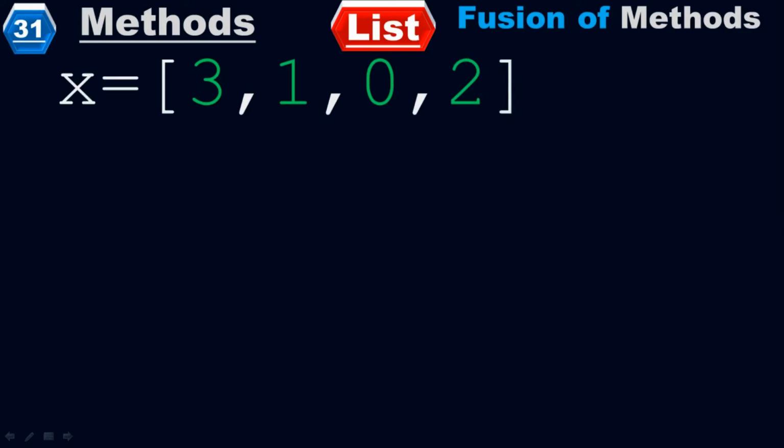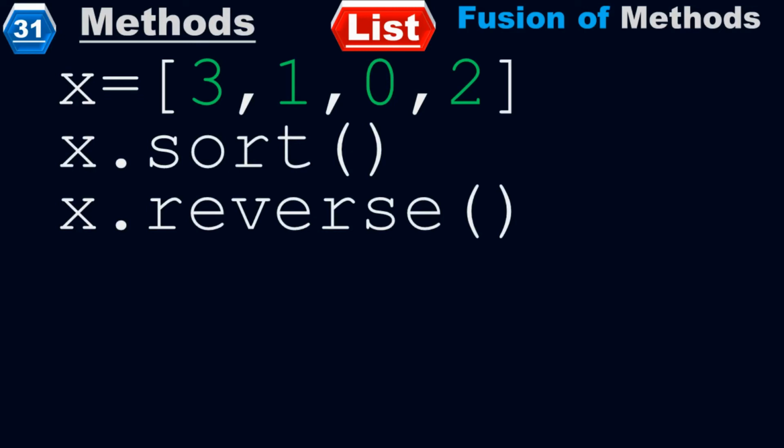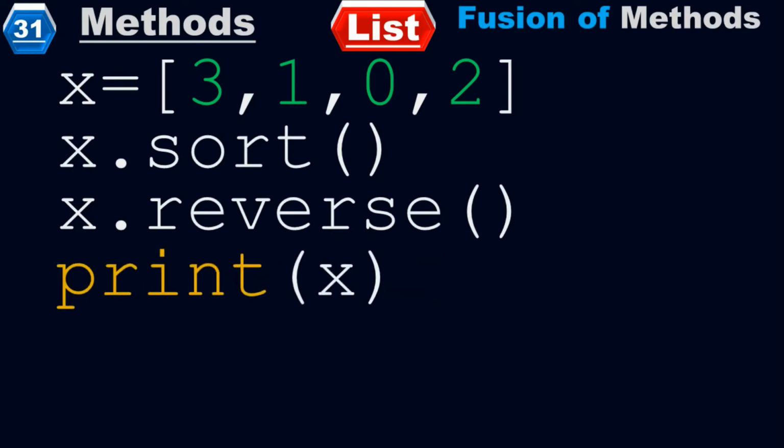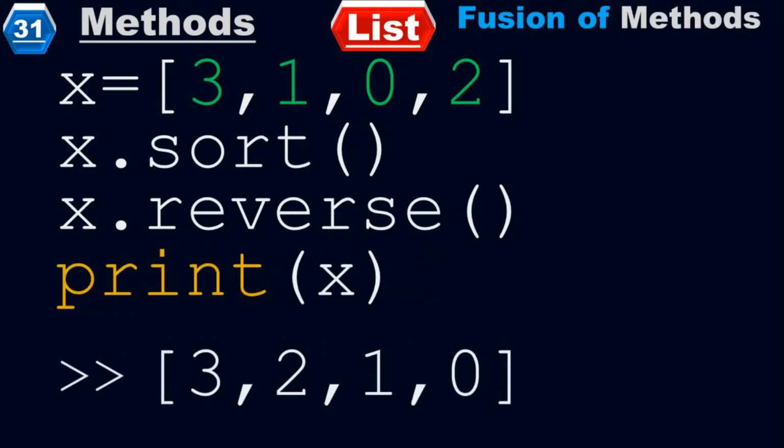Let's check the examples. Example number 31. X equals to 3, 1, 0, 2. x.sort function and then x.reverse function. When you take the print of x, you will get everything in reverse form, 3, 2, 1, 0. You will get this output. Look here, we have used 2 methods, the sort method and the reverse method. So it is the fusion of the sort method and the reverse method.